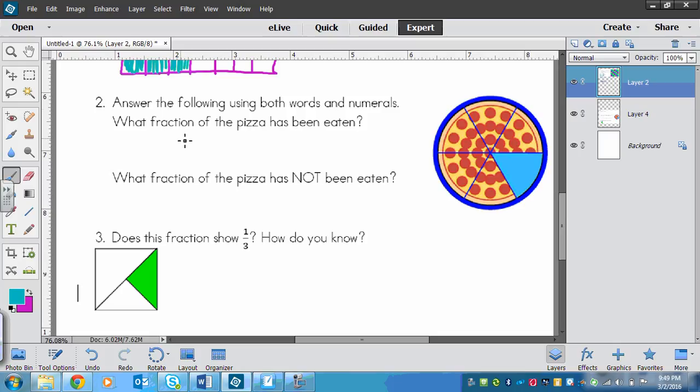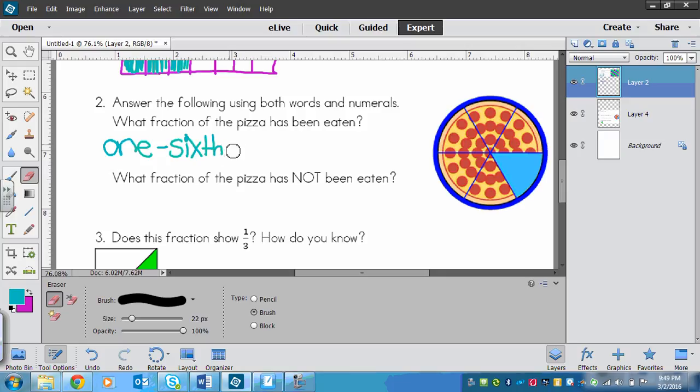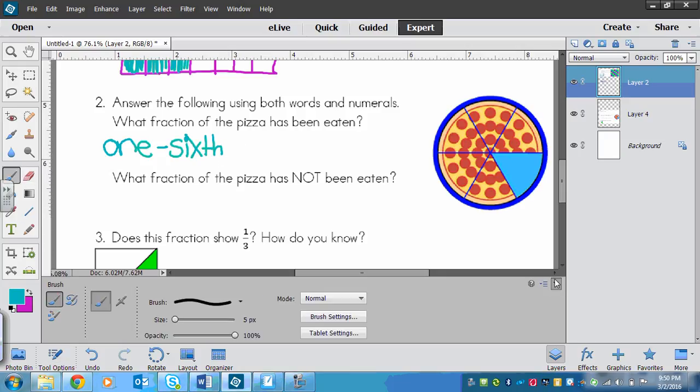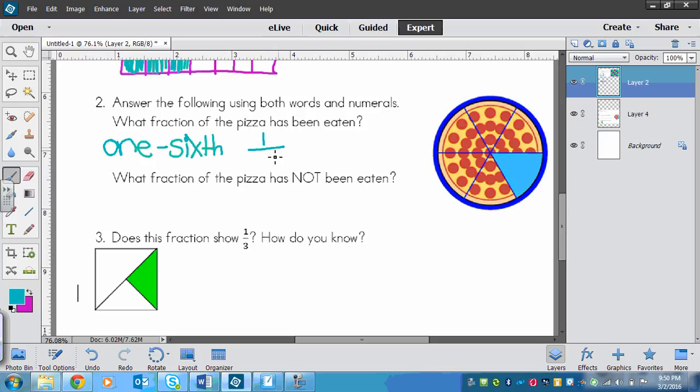Okay, and so number two, you had to answer the following using both words and numerals. What fraction of the pizza has been eaten is the first question. So let's see how many pieces are in total. We've got 1, 2, 3, 4, 5, 6. So we have 6 in total, and one has been eaten. So in words, I would write 1, 6. Oops. My X combined into my dot for my I there. Whoops, not an S. 1/6. There's no S when it's out of one or when there's only one. So 1/6 or 1/6 like this. You could say it as 1/6.